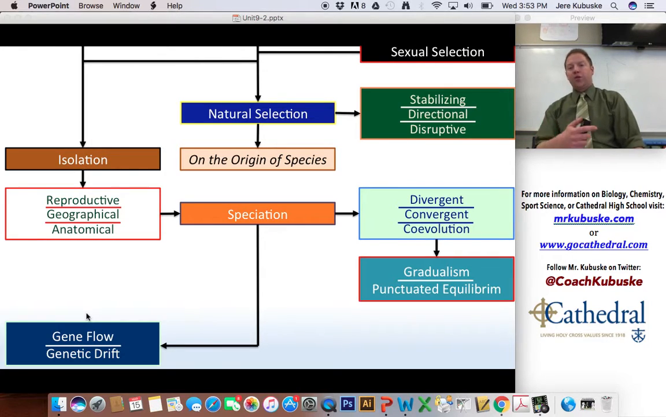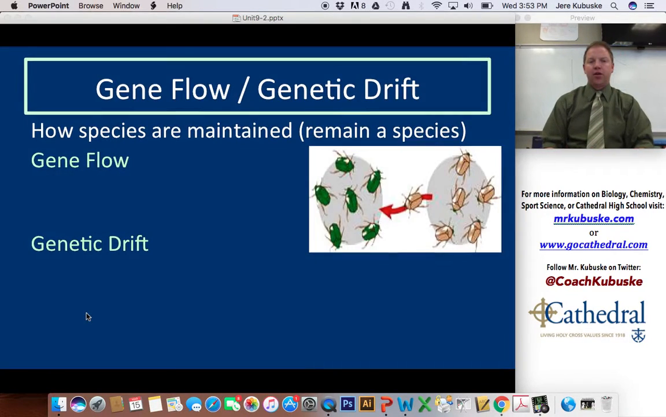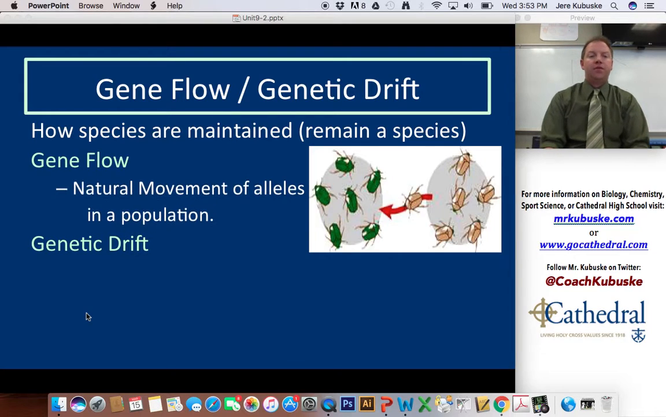The reason your species stays a species is because you're able to pass genes amongst each other and keep variation, but yet keep each other similar enough that you can still reproduce. So how the species is maintained over time, that's called gene flow. It's the natural movement of alleles, those big T's, little t's, whatever, into and out of different populations of the same species.